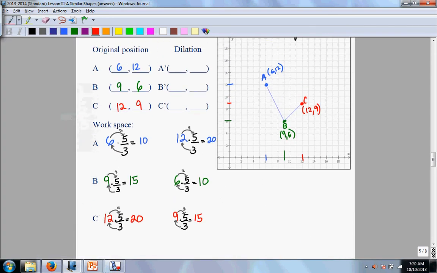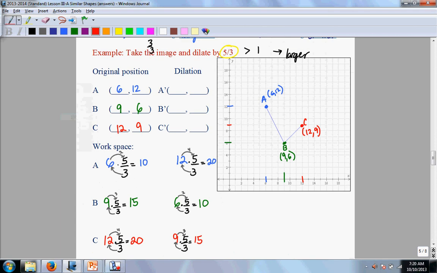So let's take a look at the results here. Our new coordinates for prime A is going to be 10 and 20. Our new coordinates for prime B is going to be 15 and 10. Our new coordinates for prime C is going to be 20 and 15. Let's plot those new coordinates. So it's 10 and 20. So there's 10 over, 10 up to 20. There is my new prime A, 10, comma 20.